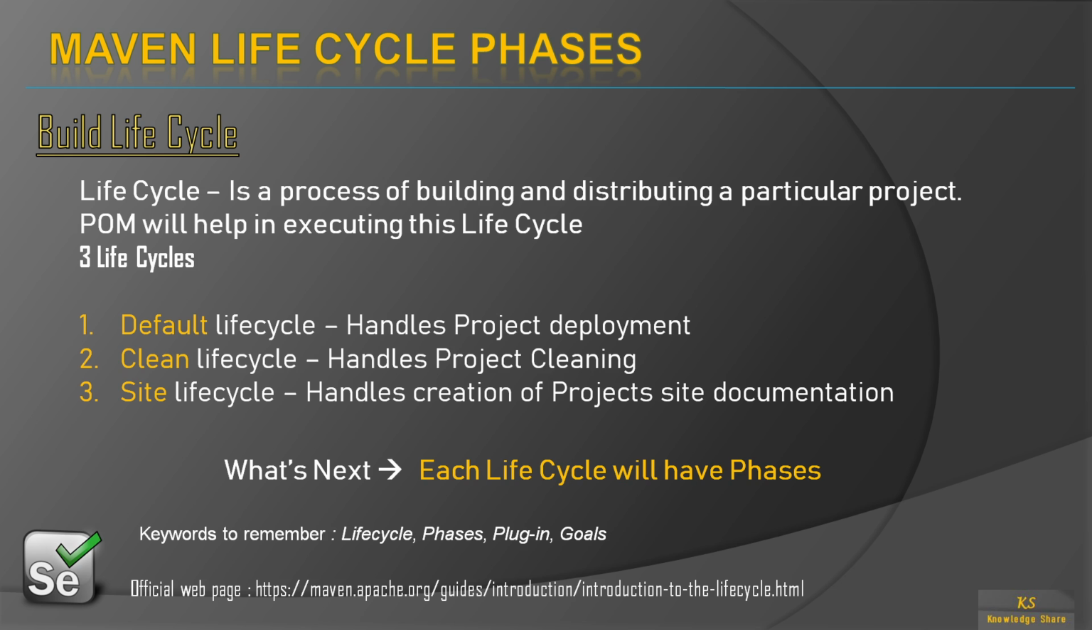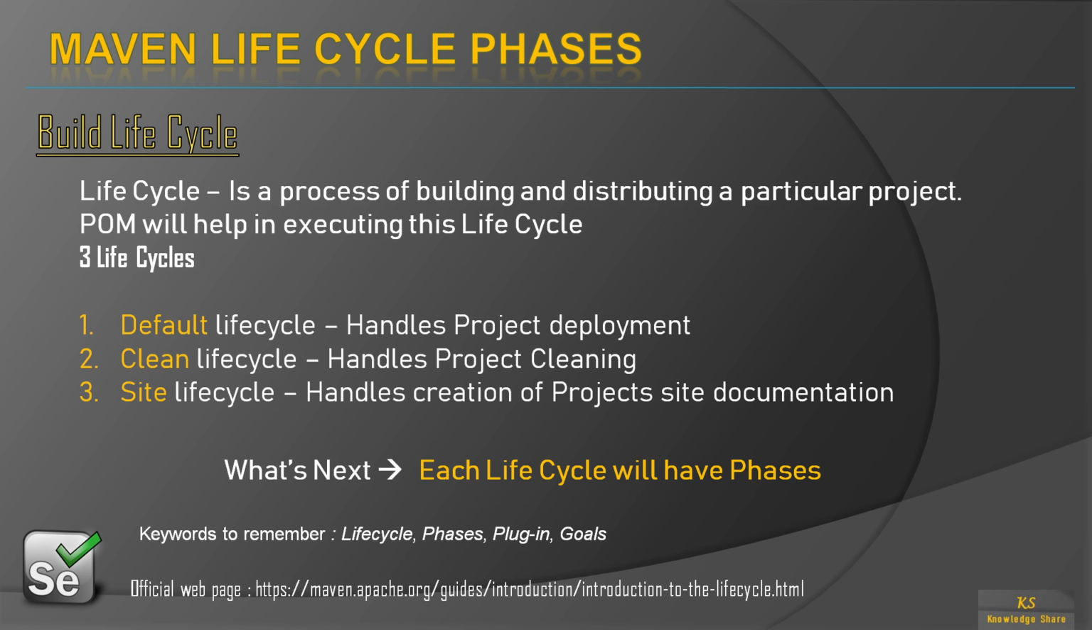So what is this life cycle? Generally, you might have heard about software testing life cycle. You have different phases, right? So even in Maven, there are different phases that are being used. It's a process of building and distributing a particular project. As we defined in the previous session, Maven is a project management tool. So in order to maintain that project in a particular manner, you have to have a particular life cycle defined so that it will run cycle by cycle.